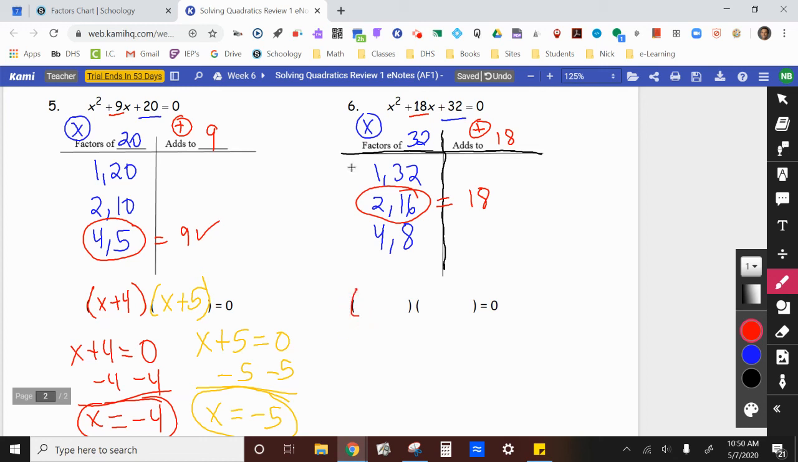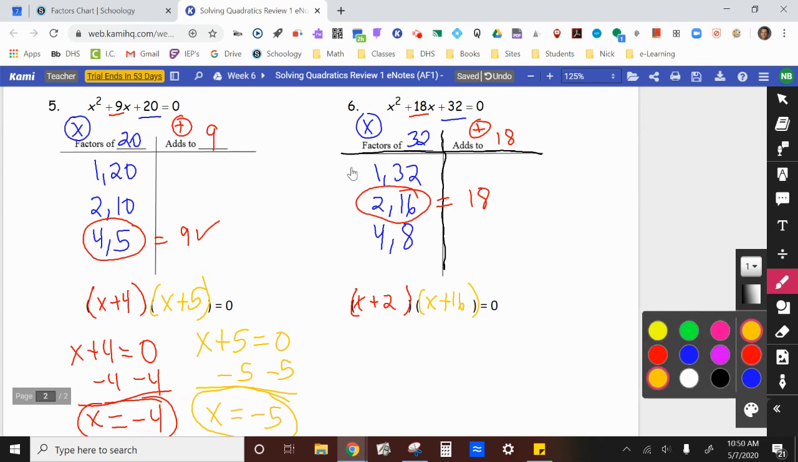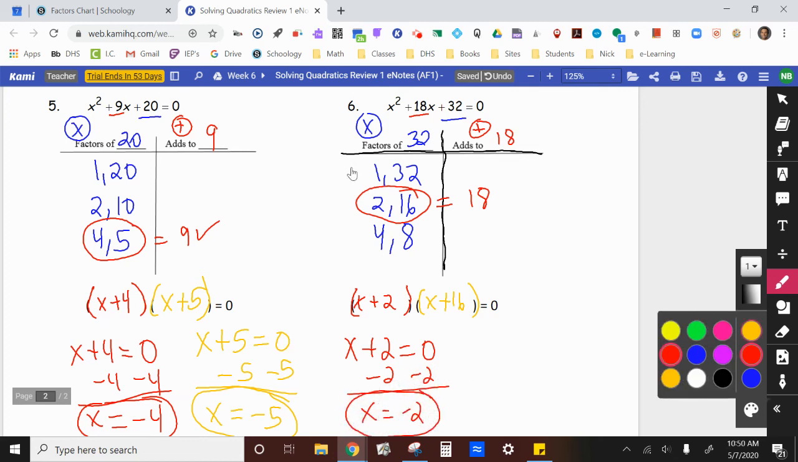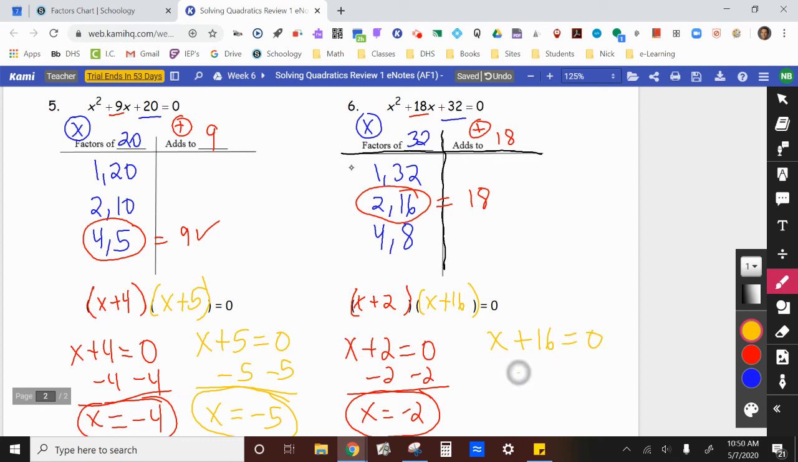Again, this is going to be two binomials here: x plus 2 times x plus 16. Hopefully you're able to factor it like that. Now we actually have to solve it, so we do this extra last step of saying that x plus 2 is equal to 0. We subtract 2 from both sides, and we get x is equal to -2 as my one solution. Then x plus 16 is equal to 0, and I subtract 16 from both sides. I can say that x is equal to -16.